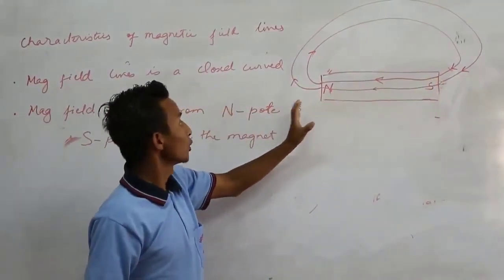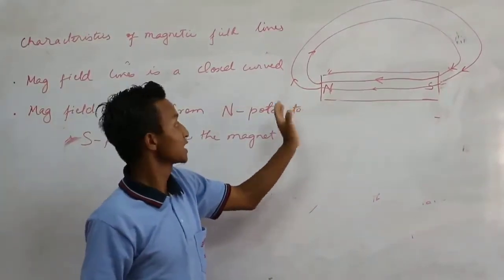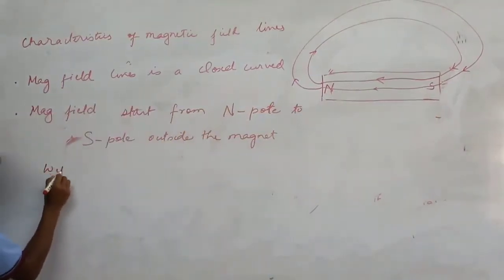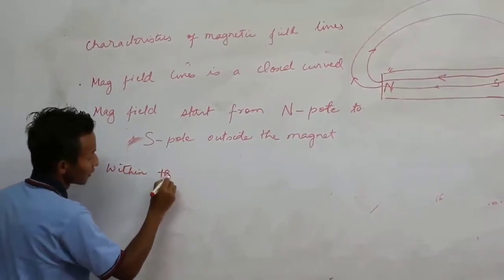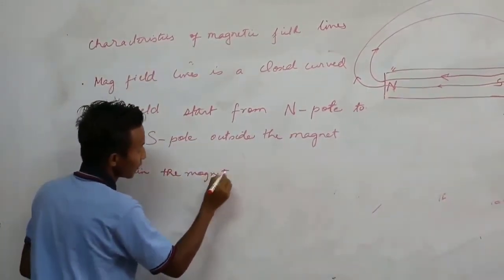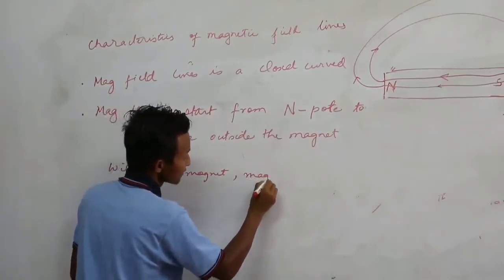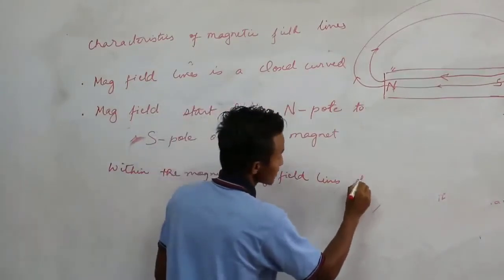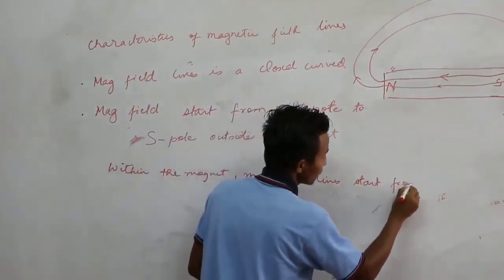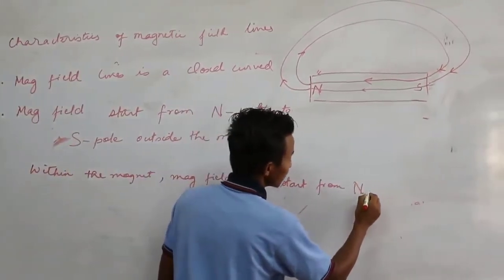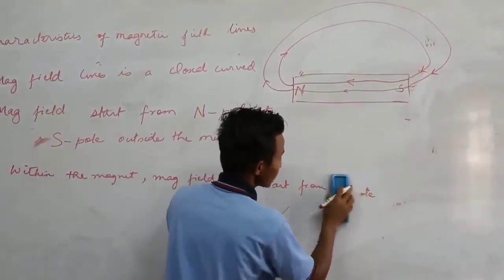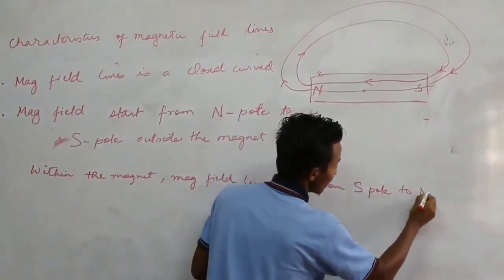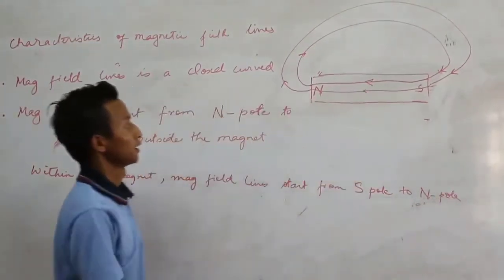So what about those magnetic field lines inside this magnet? Within the magnet, the magnetic field lines start not from the North Pole, but from the South Pole to the North Pole. How to show that?